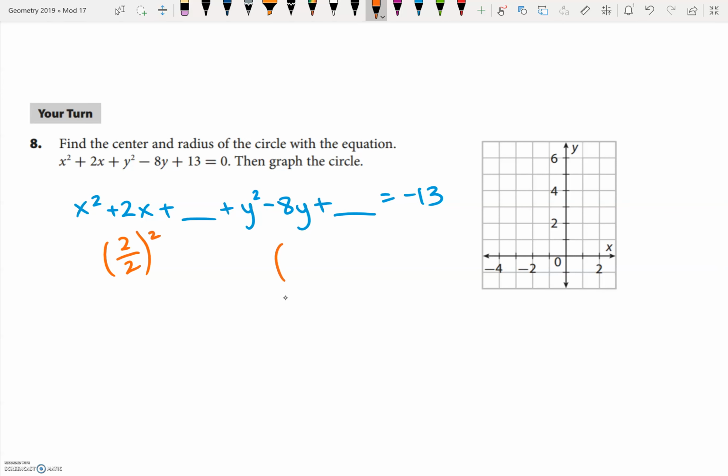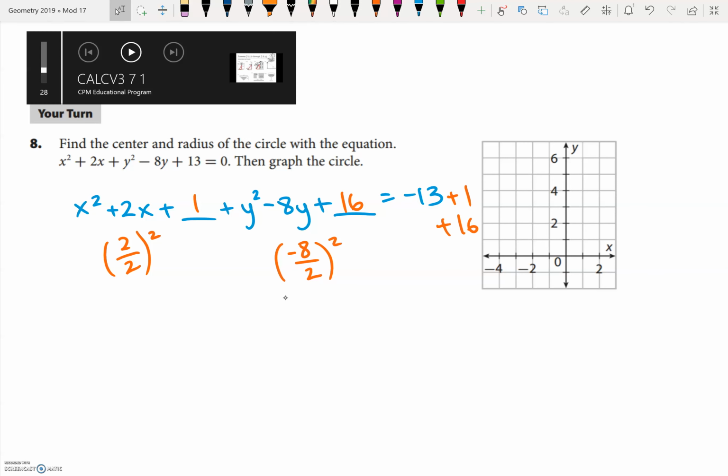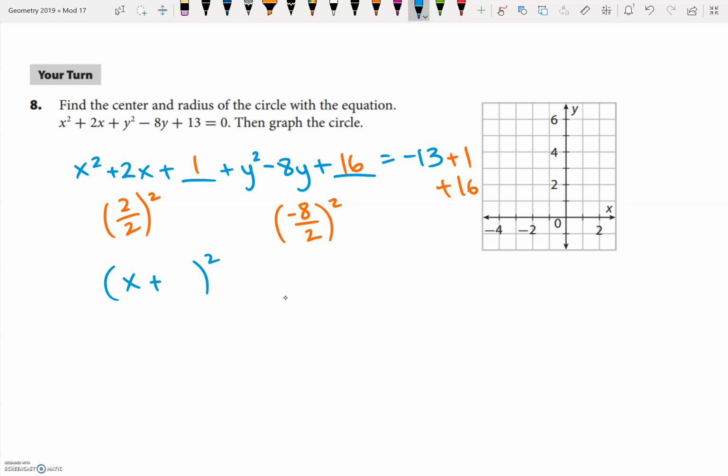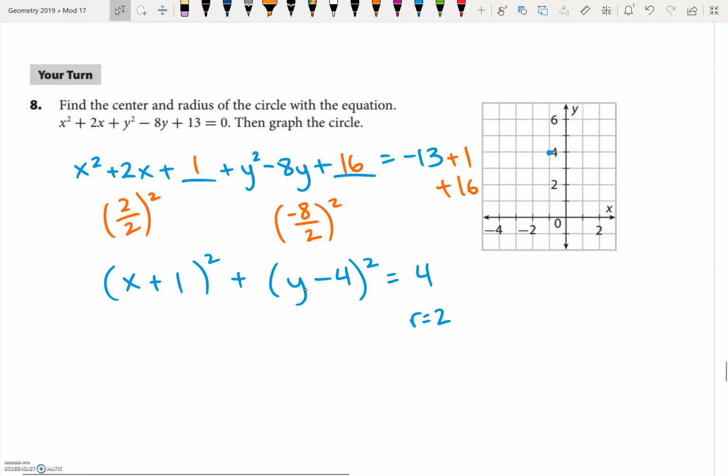Half of 2 squared, half of negative 8 squared. Half of 2 is 1, 1 squared is 1. Half of negative 8 is negative 4. Negative 4 squared is 16. The x's are going to become x plus half of 2, which is 1. The y's are going to become y minus 4, half of negative 8. And 17 minus 13 is 4. So our radius is 2. So we're going to go to the left 1 and up 4 with a radius of 2.